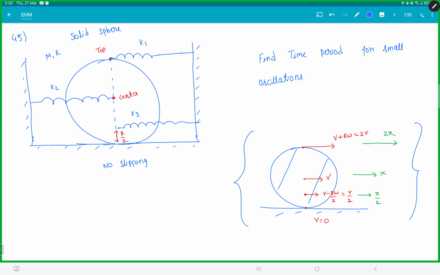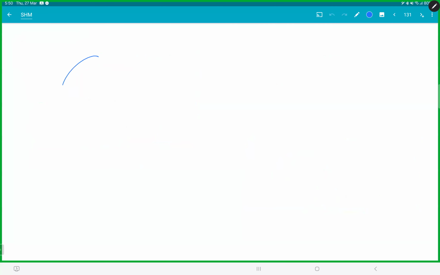Let's see. Answer won't be that great. So if you displace this by x, the spring is pushing you with k1 into 2x. The spring is pulling you with k1 into x. This one is also pushing you with k2 into x. This is k3 into x by 2.